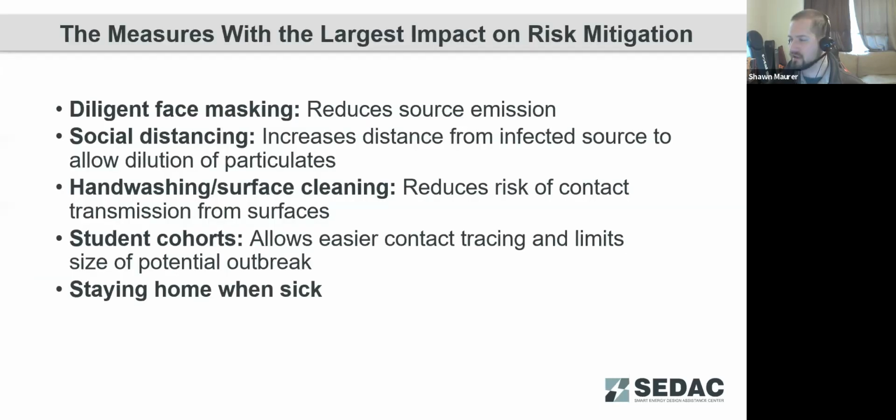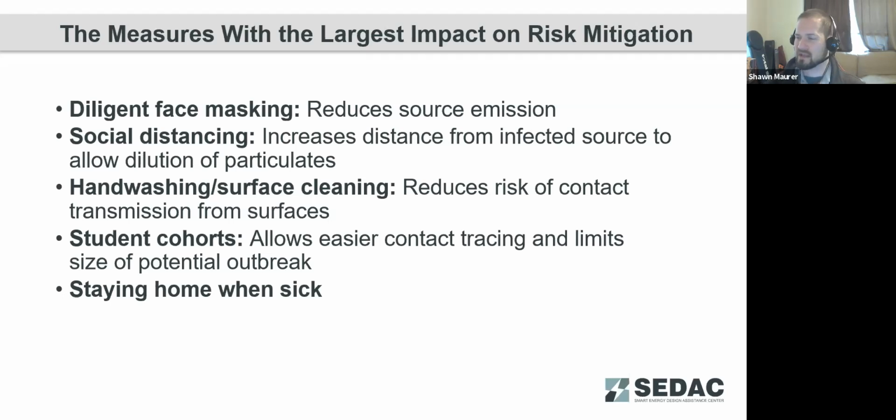But these measures have the greatest impact on risk mitigation in your facilities. If you do not employ these universal measures, the changes that you make to your building equipment and facilities as far as increasing ventilation or adding supplemental air purifiers, things like that, are not going to have nearly as great an impact. Diligent face masking is source control of the virus.